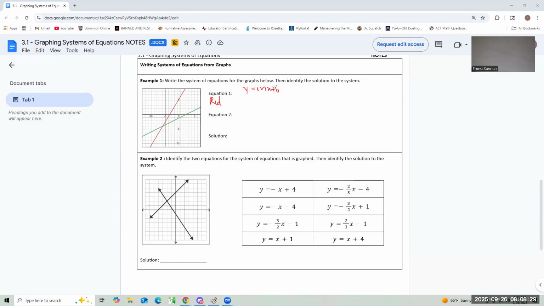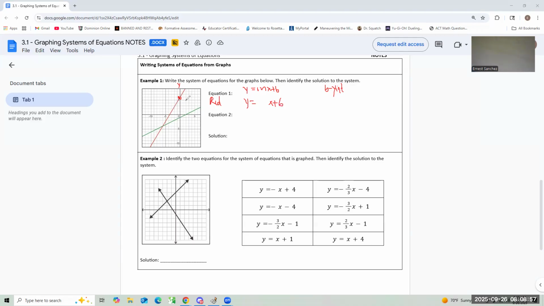So I know b is the y-intercept, and that's easy. It's right here. It touches the y-axis at, I think it's 6. 1, 2, 3, 4, 5. Yeah, it's 6. So I know b is 6. I don't know m yet, so I'll leave that blank. x plus 6.